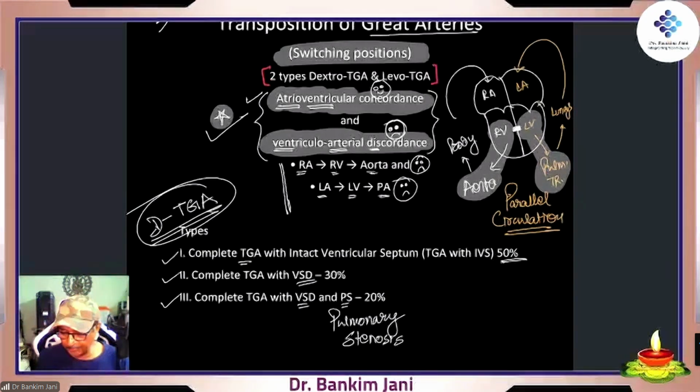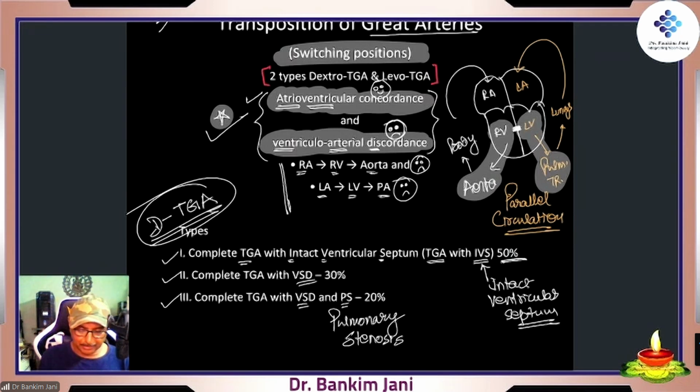This is most common, in which there is transposition of great arteries with intact ventricular septum. Right? This is intact ventricular septum. Defect nahi hai, my mistake. Intact ventricular septum. That's it. Right? So that is 50%. Complete TGA with VSD is 30%. And complete TGA with VSD and pulmonary stenosis is 20%.